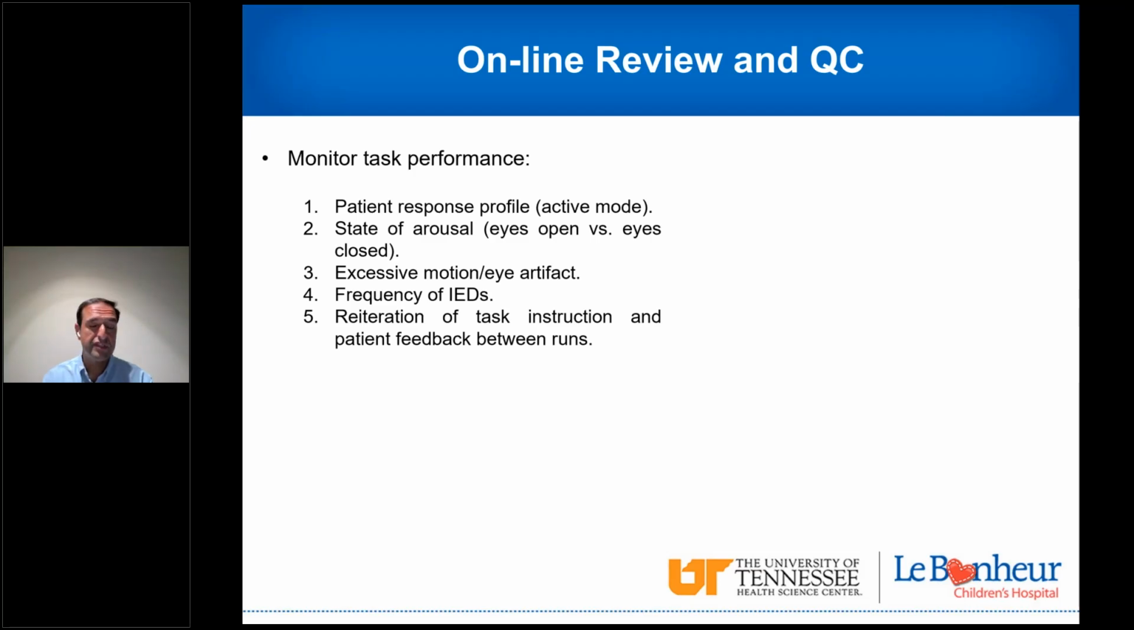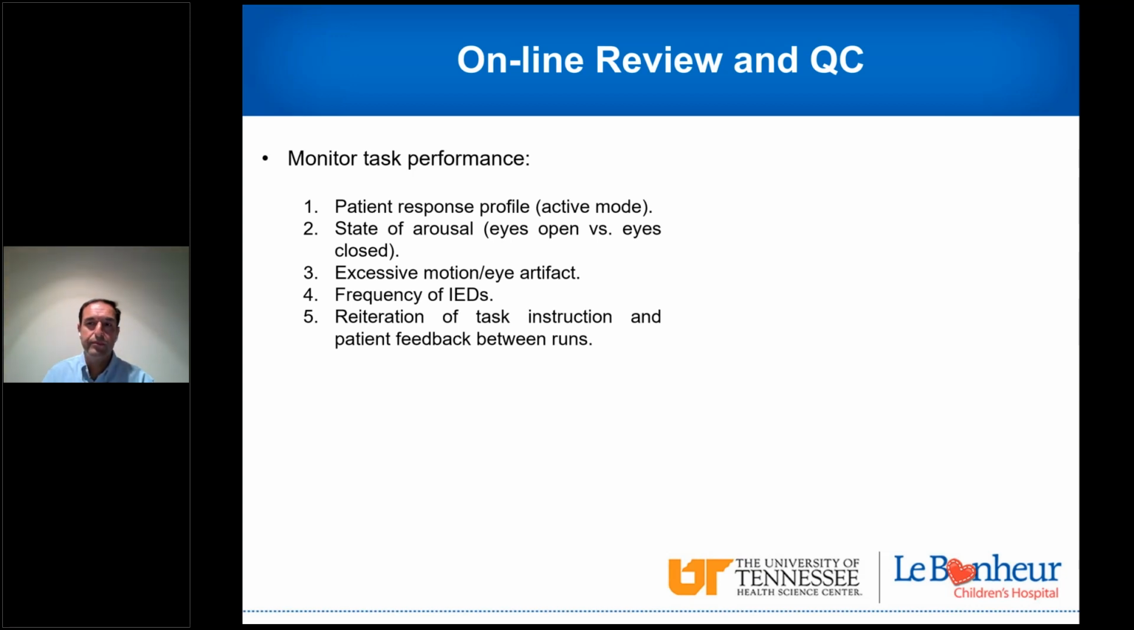Given that we deal almost exclusively with patients with epilepsy, what is the frequency of interictal epileptiform discharges? I'll show you a phenomenon that's unique that we encounter on occasion. Is there excess epileptiform activity interictally that might be interfering with task performance?